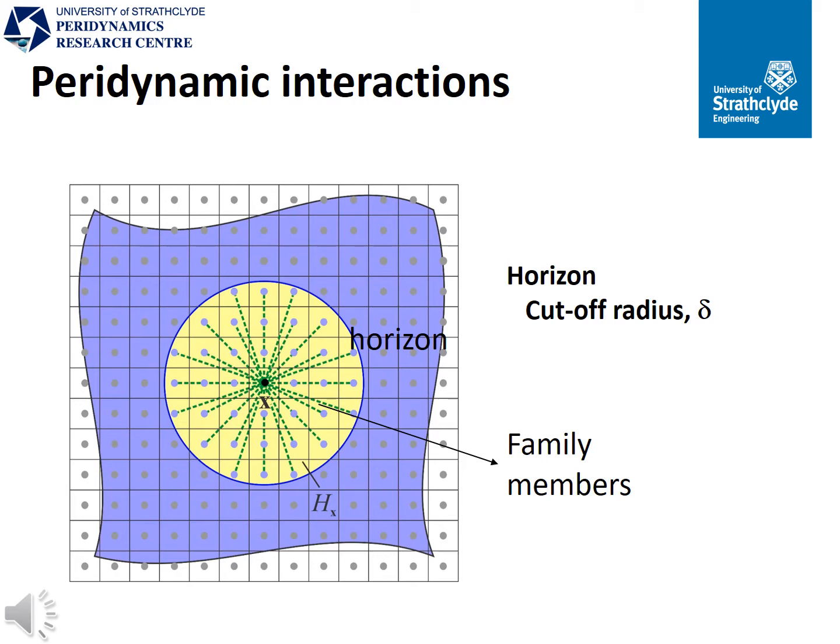Peridynamic theory is a continuum theory. Therefore, the body is composed of infinitely many material points. In peridynamics, all material points can interact with each other. However, if the distance between two points gets larger, the interaction force gets smaller. And we define a region called horizon, as shown in here with yellow region. Therefore, we can ignore the interactions outside of this region.